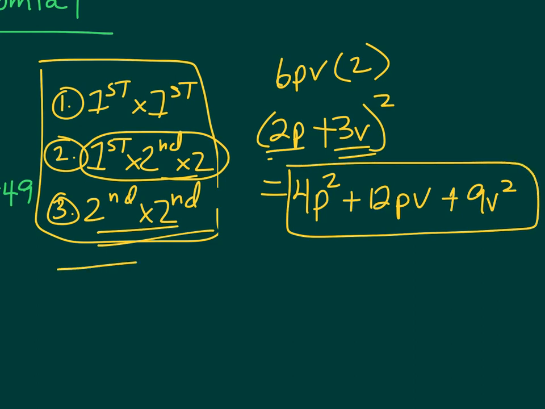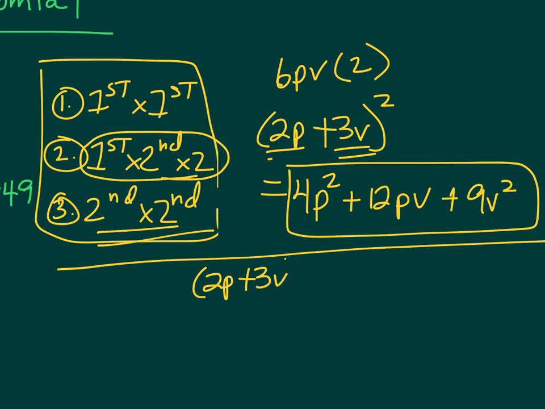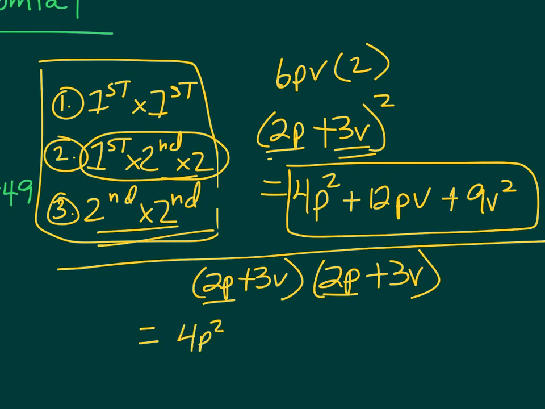Now, if you don't like the shortcut, or you think you're going to have a hard time remembering it, remember you could always do it the old-fashioned way. Take 2p plus 3v times 2p plus 3v, and we'll do it the old-fashioned way here to show that you're going to end up with the same thing. Okay, so let's do that. 2p times 2p is 4p squared. 2p times 3v is 6pv.